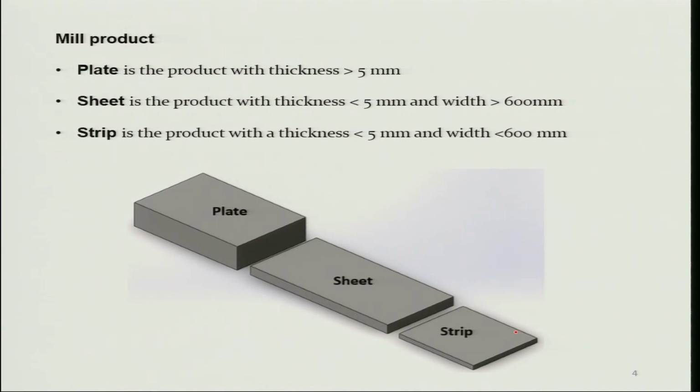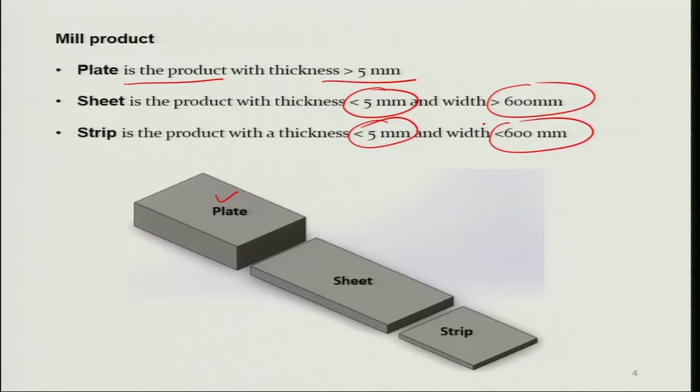There are some other associated products which are of importance. One is a plate, a product with thickness greater than 5 mm. There is a sheet, which is a product classified by a thickness of less than 5 mm but a width of over 600 mm. And then finally a strip, which is again a product of the metal forming process, with less than 5 mm thickness and less than 600 mm width. So you can further categorize the finished products of milling processes as plates, sheets and strips.